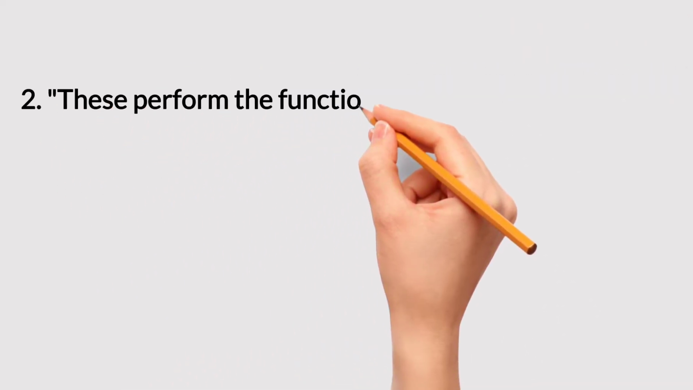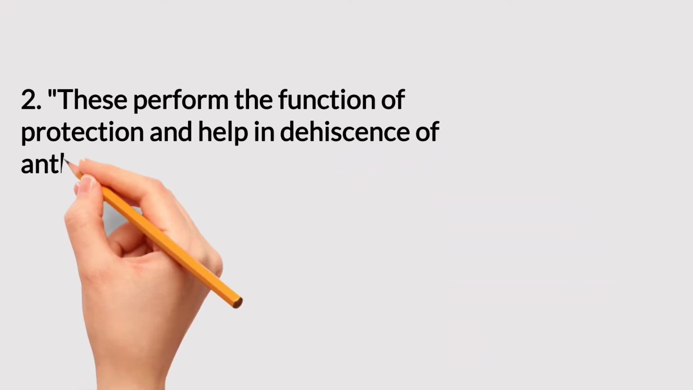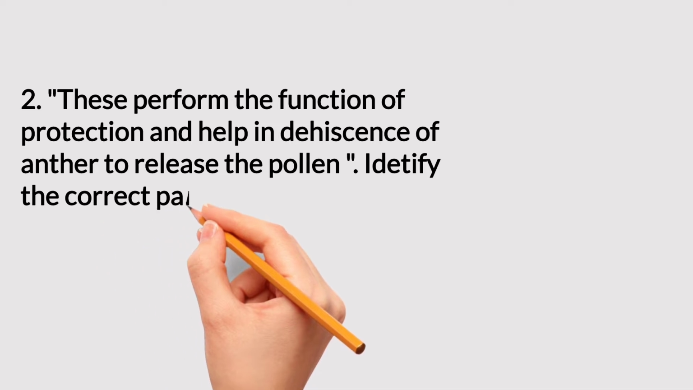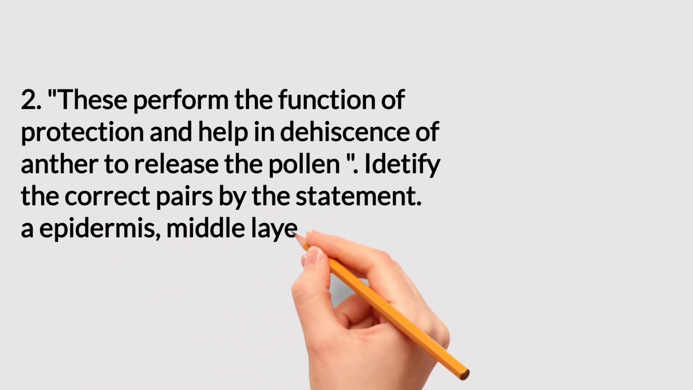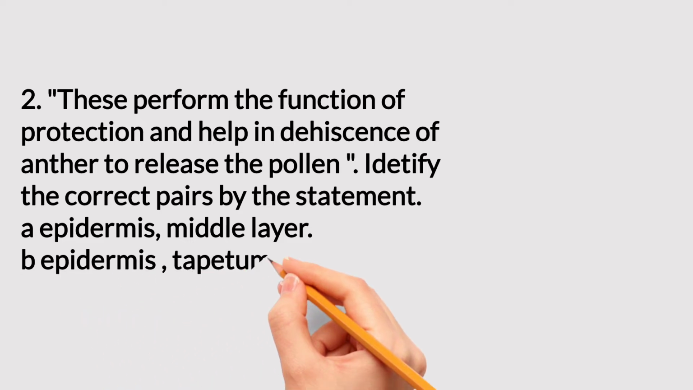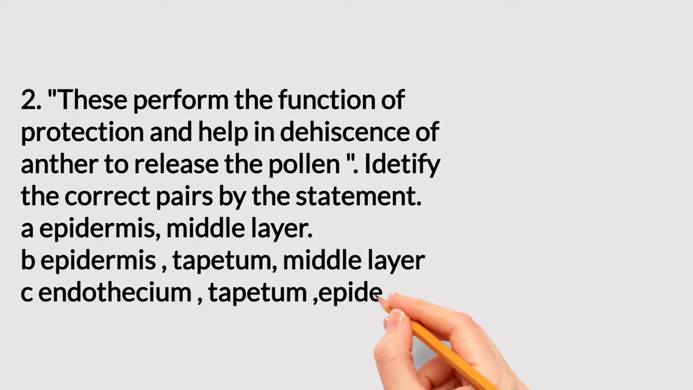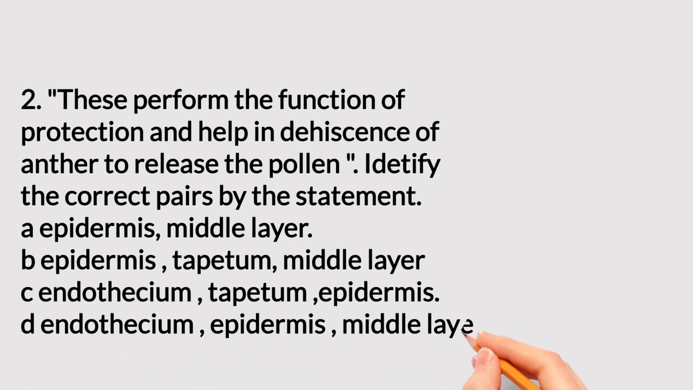These perform the function of protection and help in dehiscence of anther to release the pollen. Identify the correct pair by the statement. Option A, epidermis and middle layer. Option B, epidermis, tapetum and middle layer. Option C, endothecium, tapetum and epidermis. And option D, endothecium, epidermis and middle layer.